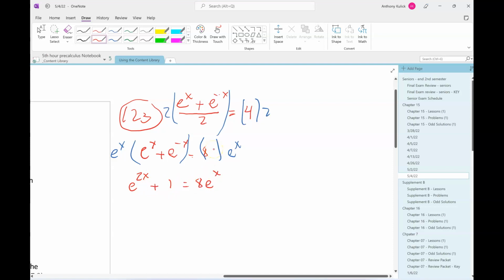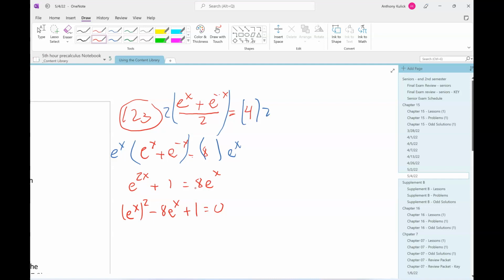When I do that, I get e to the 2x plus 1 is equal to 8 e to the x. Cool there? Okay, I'll move that all onto one side, and I'm going to rewrite e to the 2x as e to the x squared. We talked about that last time, I think, why that was true, right? No? We can talk about it again.